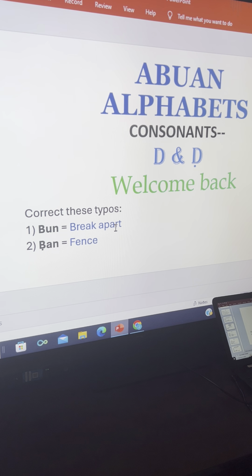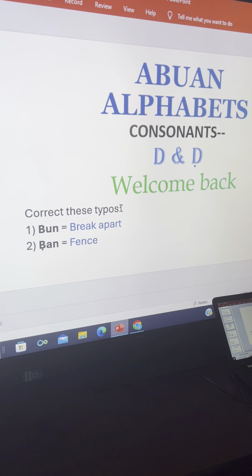First of all, let's correct the typo we had in the last video. We misspelled the English word break. It should be break apart. So that's how you spell it. That was a typo. And then we also misspelled the word for fence. So that should be the correct spelling.